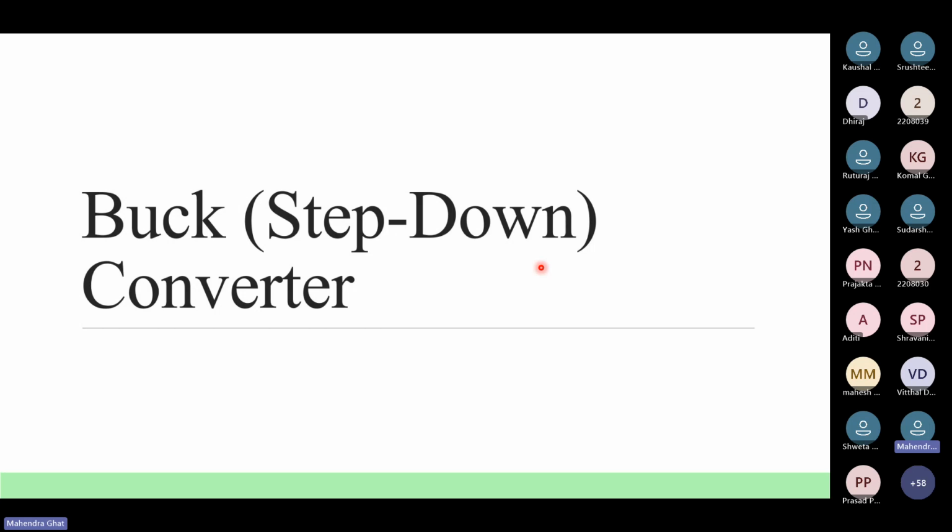Isolated DC-DC converters are converters which have isolation. How do you get the isolation? By having a transformer in between. So any DC-DC converter which uses a transformer in between is called an isolated DC-DC converter. I have just explained how a transformer can be used in the DC-DC converter. That type of converter is called an isolated DC-DC converter.